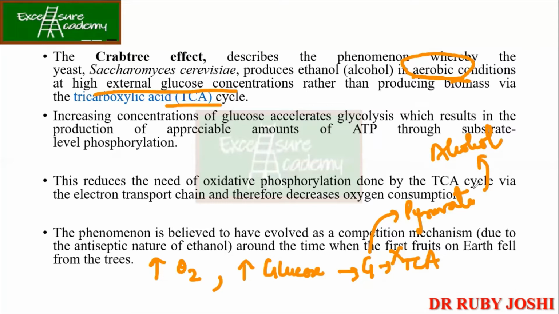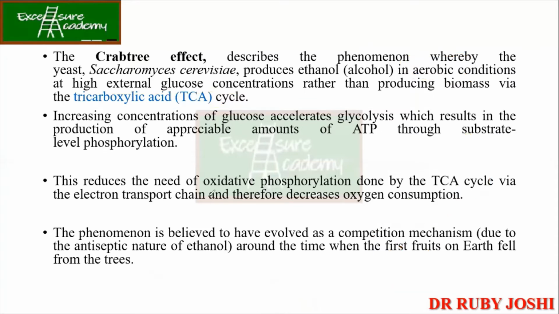So these are the two fates, but in this case yeast, ठीक है. सैक्रोमाइसिस सर्वेसी के केस में क्या है, when it has got high concentration of glucose, okay, very high concentration of glucose, यानी कि खाना बहुत ज्यादा है. So instead of undergoing glycolysis to TCA cycle, it is going to produce alcohol. So the increasing concentration of glucose accelerates glycolysis, which results in the production of high amounts of ATP through substrate level phosphorylation. So what will happen? This reduces the need of oxidative phosphorylation done by the TCA cycle via ETC and therefore decreases oxygen consumption.